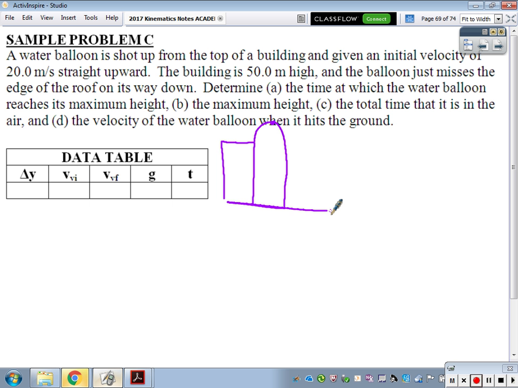Here's what I would like for you to do. The VYI, we do know that is our launch velocity of 20 meters per second, and we know G at negative 9.8. I would prefer for you to not fill anything else in on this table.